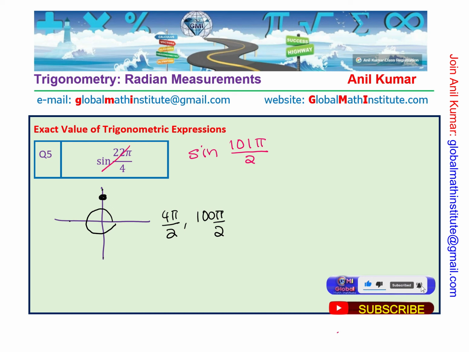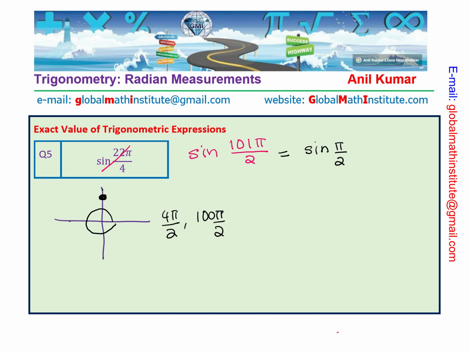So this is same as sine pi by 2. Periodic function, it repeats. Coordinate point here is 0 and 1, and therefore this value should be positive 1. Do you see that? So when it comes to the coordinate axis, it is a good idea to use unit circle, right? Then the coordinate points on a unit circle will always give you sine and cosine values, correct?